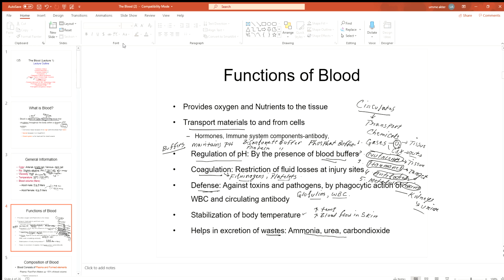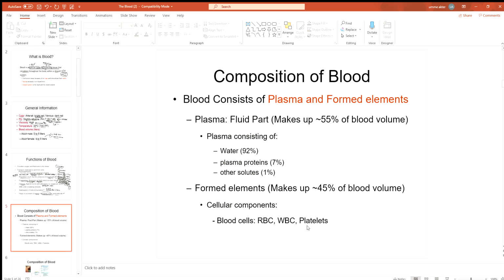Help in excretion of toxic chemicals. Those are produced by metabolism. Continuously these chemicals are being produced in the body: ammonia, urea, uric acid, carbon dioxide. Carbon dioxide is taken to the lungs, and these are mainly taken to the kidneys for excretion through the urine. Composition of the blood. Blood is composed of plasma, which is the liquid, and formed elements, the blood cells. Okay, so three types of blood cells and the plasma.